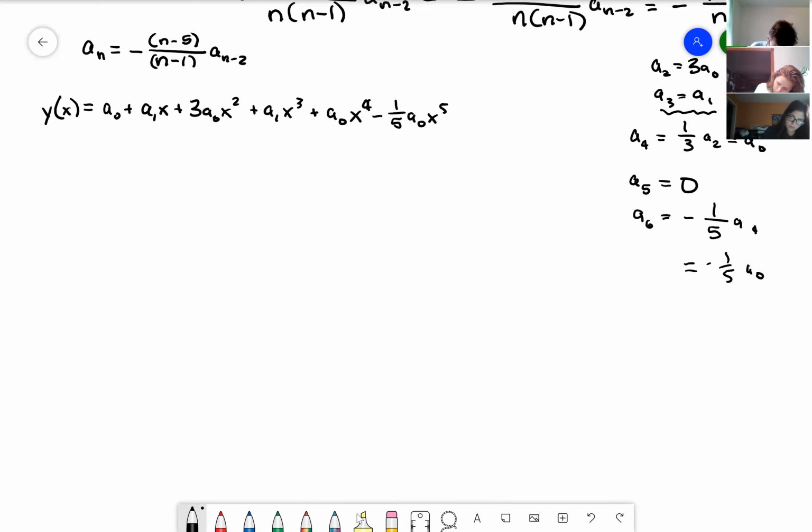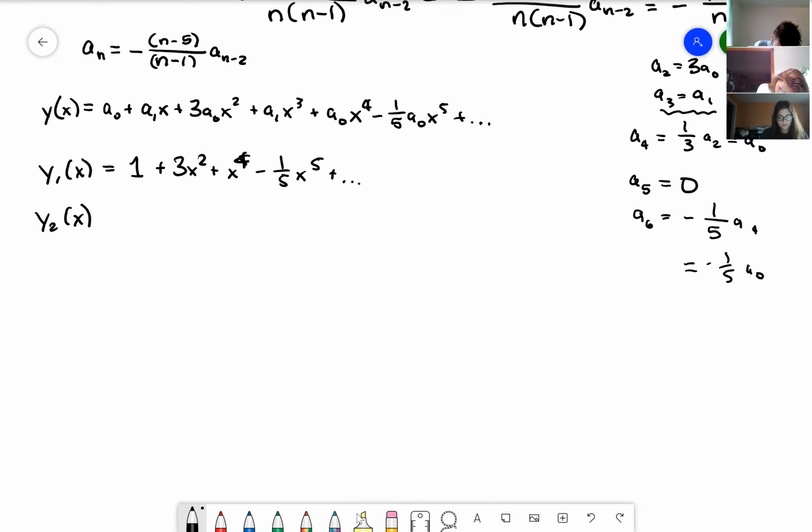And we have 1, 2, 3. I think that's enough. Okay. So we have two solutions. y1 is going to be the A0 one. So that'll be 1 plus 3x squared plus x to the fourth minus 1, did it again, minus 1/5 x to the fifth, and so forth. And y2 is in fact going to be x plus x cubed. That's it. Stops there. I'm going to double check my answer. Yeah, that's what I got before.